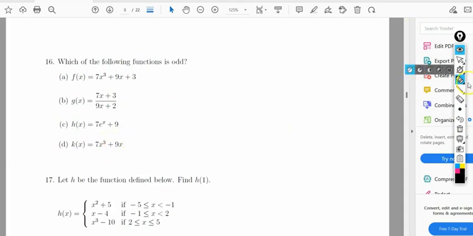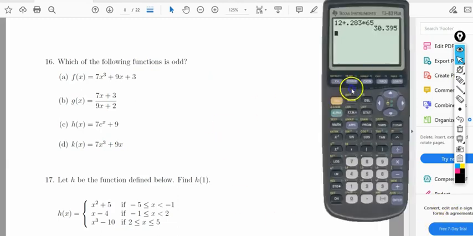And if you put that bottom one in there first, so let's look at selection D. Let me clear out this old stuff. 7x cubed plus 9x. Start with a zoom 6. Okay. Oh, my x didn't, I'm trying to do this with the mouse. Let's do that again.